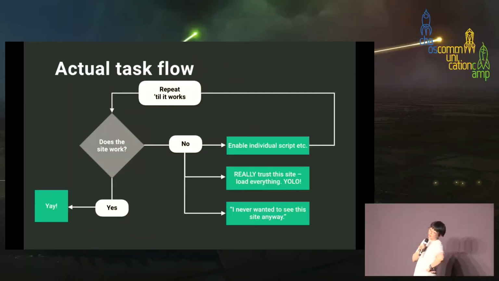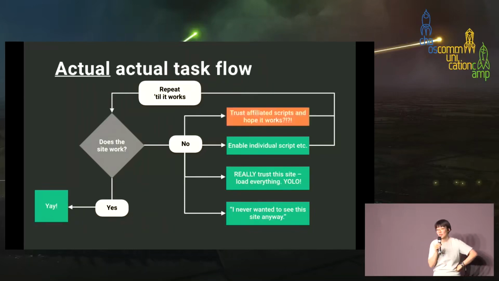Another thing we found out in our user research is that people actually have a shortcut, which is to trust affiliated scripts and hope it works. When I say affiliated, I mean everything that's kind of first-party-ish, right? Can we just go back one?